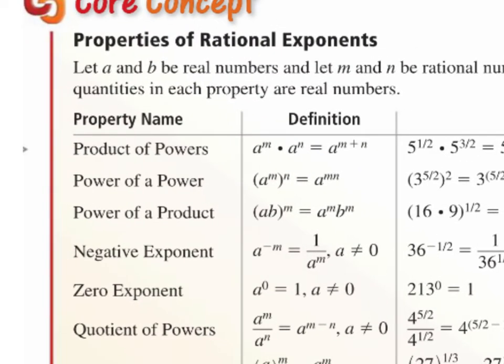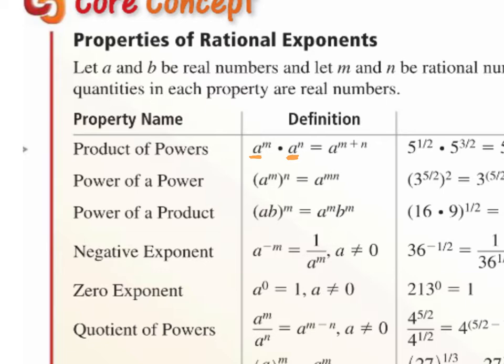First one is our product of powers. If we have two numbers with the same base, so they have to have the same base, we can combine them into one by just adding their exponents. So if we have a to the mth power times a to the nth power, it becomes a to the m plus nth power. So we get rid of one of the a's and just add the two exponents together. We can do this when multiplying and when they have the same base.